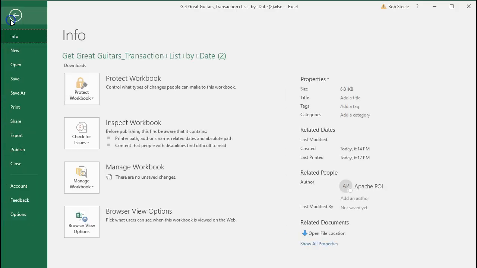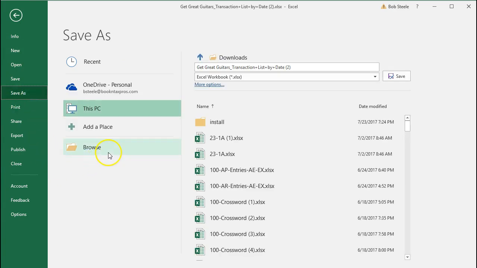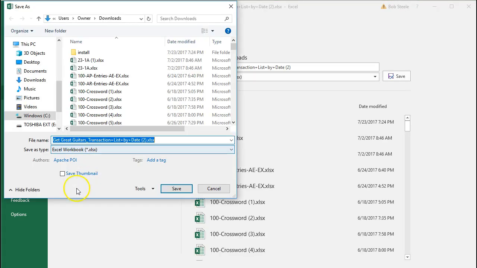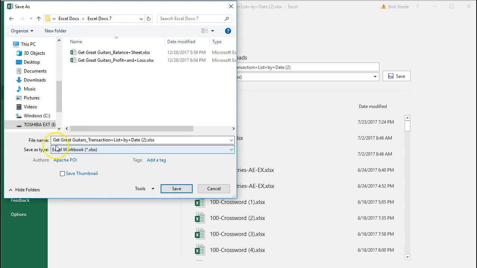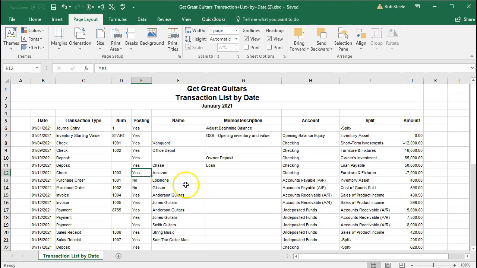So then we're going to go to File tab, and we're going to say Save As, and then we're going to go to Browse and locate where we want to put that on the computer. Once we find the location, we could change the name once again, but I'm just going to keep the default name and save that information. So those are going to be the main reports that we will have.